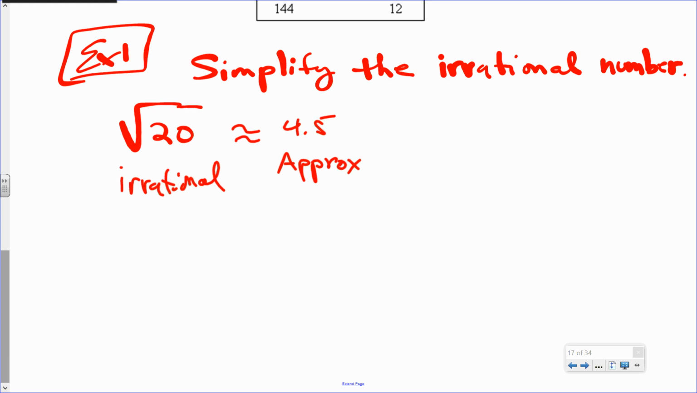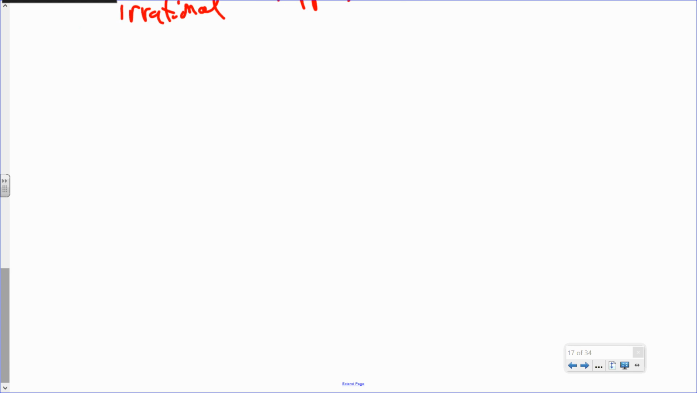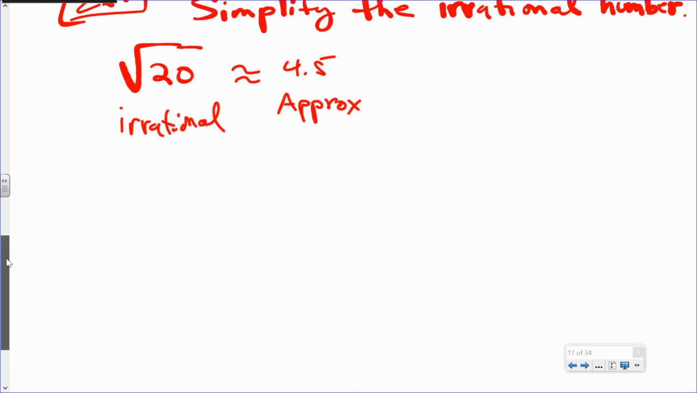But if I don't want the approximate, I want the exact answer. Here's how we're going to do it. We'll take the square root of 20. Okay, I want the exact now, exact simplified. We're going to put the exact simplified right here. We have the irrational number, here's its approximate value. We're going to exact simplify it now, simplify it to its exact amount. And here's a method.